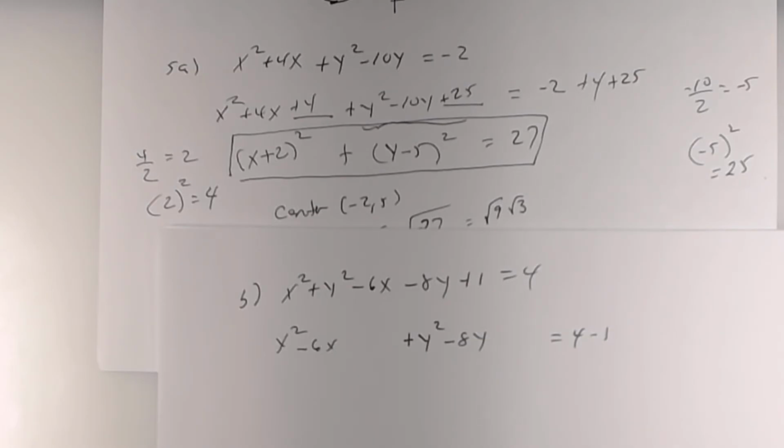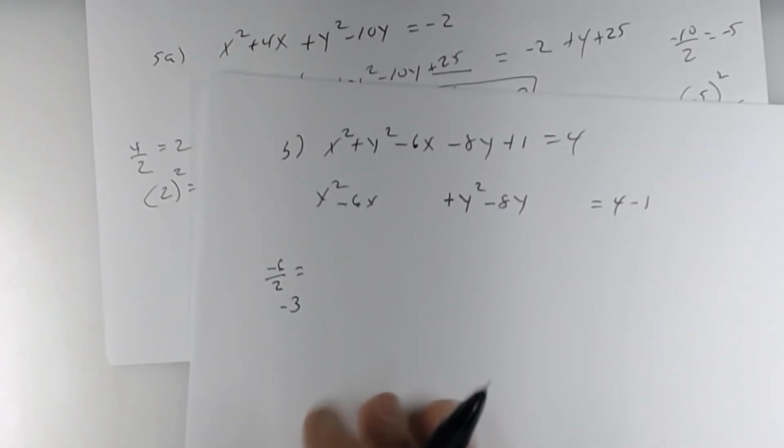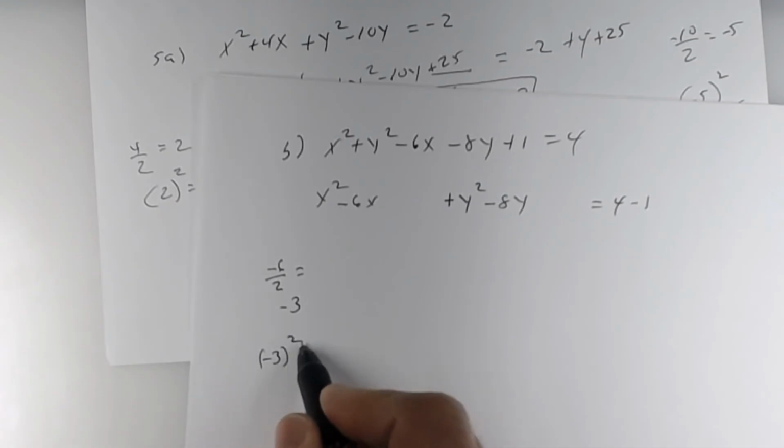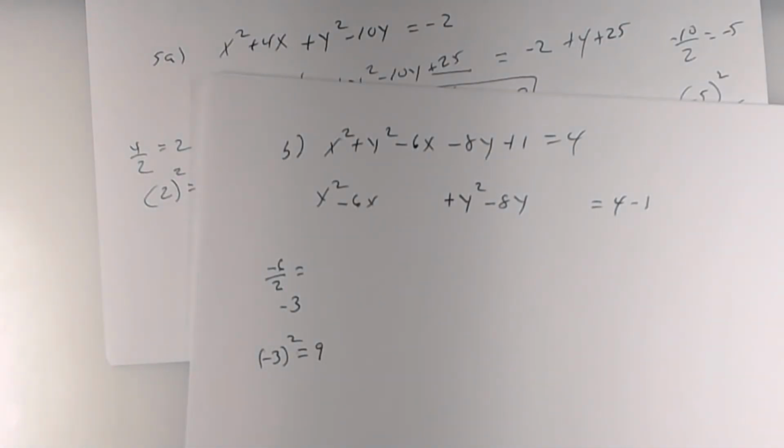Okay, now we complete the square. So let's do the x's first. I take the coefficient of x. What's the coefficient of x? Not 6. Negative 6. What do I do to it? Divide by 2. What do I get when I divide by 2? Negative 3. Now, what do I do to that negative 3? Square it. And what do I get when I square it? And what do you do to that 9? Add it to both sides.